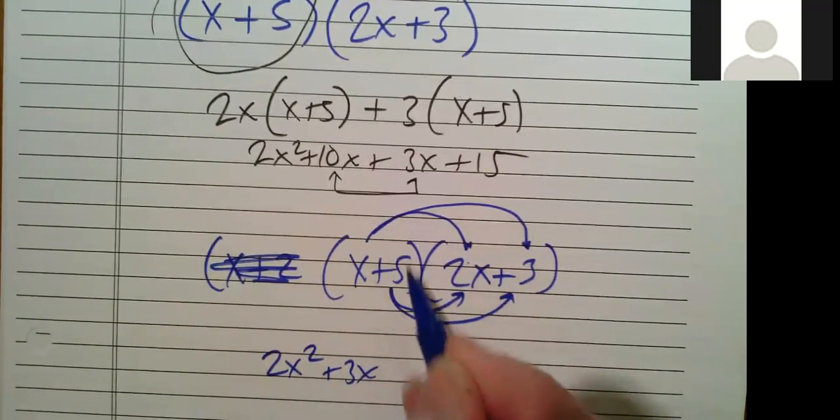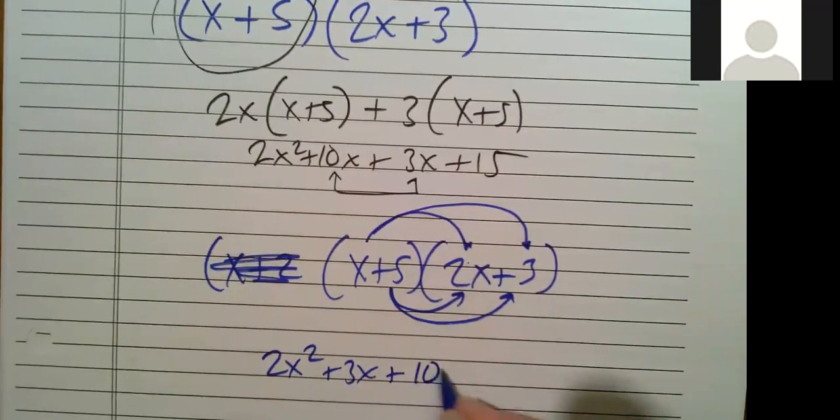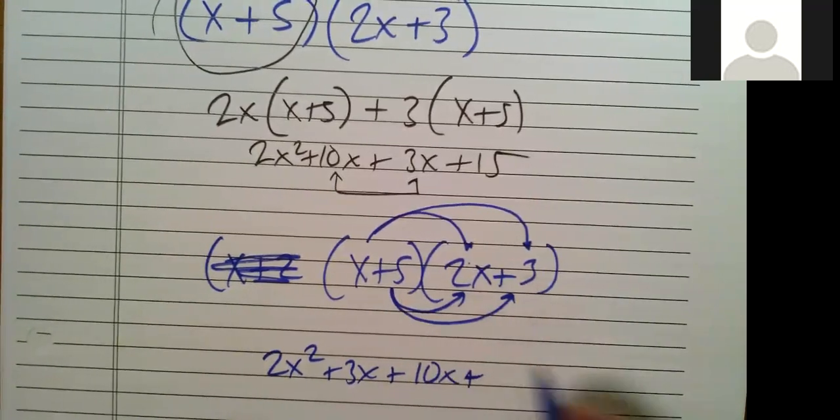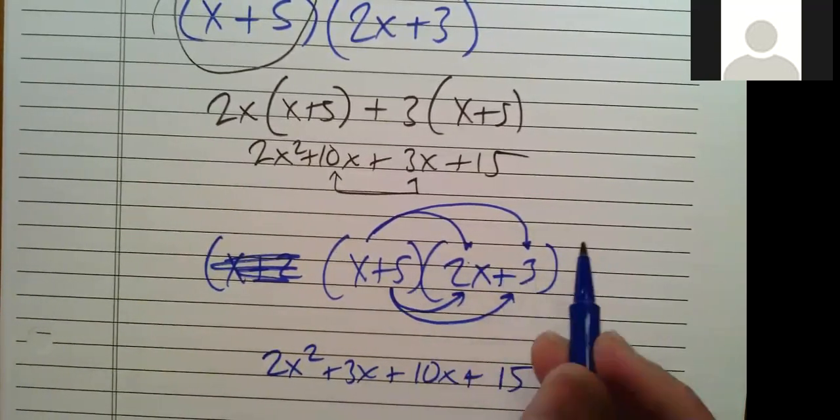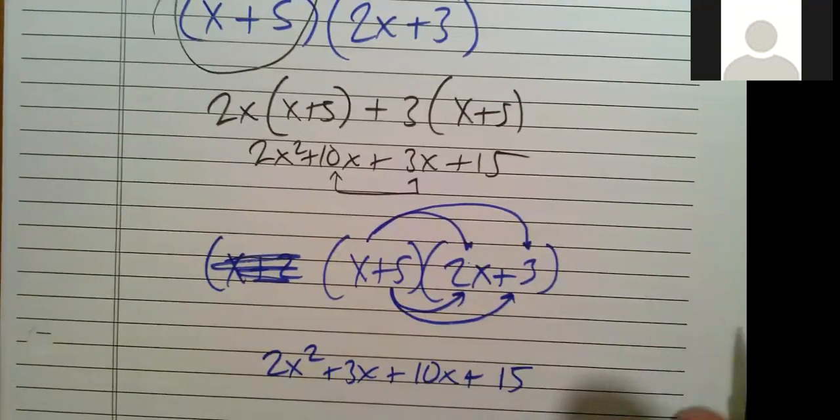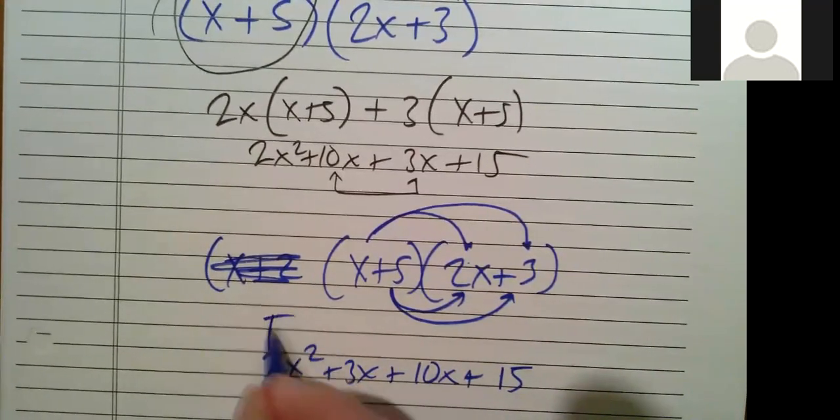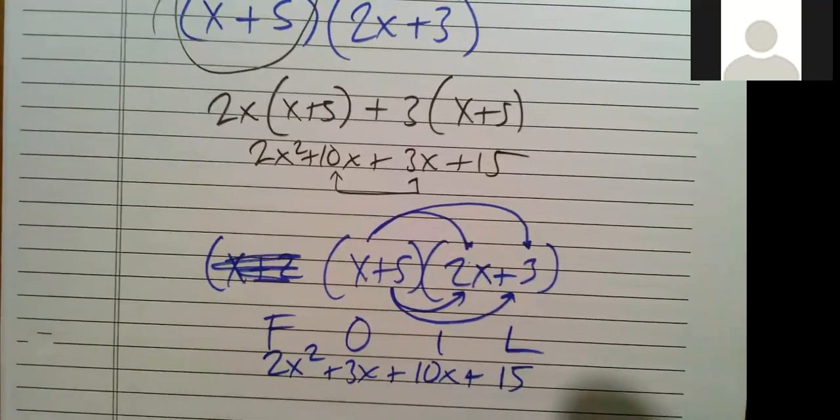5 times 2x is our next one, and that is going to be 10x. Those are our inside terms. And then 5 times 3 is the last distribution there. That's going to be 15. Those are our last terms. So first, outside, inside, last. Those are what these all are, which gives us our FOIL as a way of remembering what to multiply. Also a fine way of doing this.